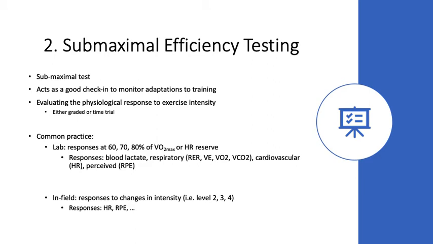Hi everyone. Now we're going to talk about submaximal efficiency testing. As I mentioned in the first lecture, we have two different types of common assessments for determining the aerobic or cardiovascular fitness of a client. The first is maximum aerobic capacity, direct or indirect, and the second one is submaximal efficiency testing.